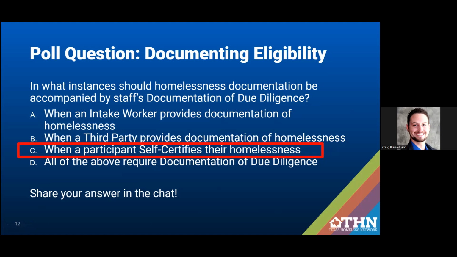In these instances, the intake worker should document the individual or family's feelings and statements in the case file. If third-party documentation is not available, intake staff must document the due diligence efforts and the reasons that prevented them from obtaining third-party documentation in the case file. The due diligence documentation must be signed, dated, and certified by intake workers as true and complete. And HUD does not require emergency shelters, street outreach, or victim service providers to obtain third-party documentation.